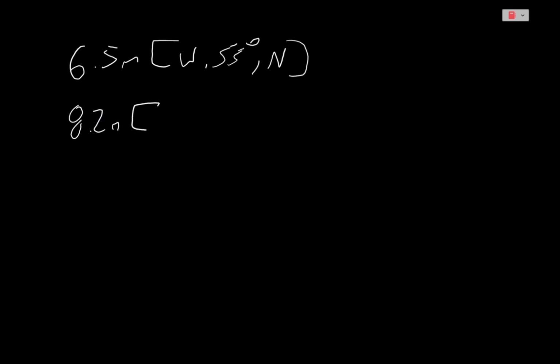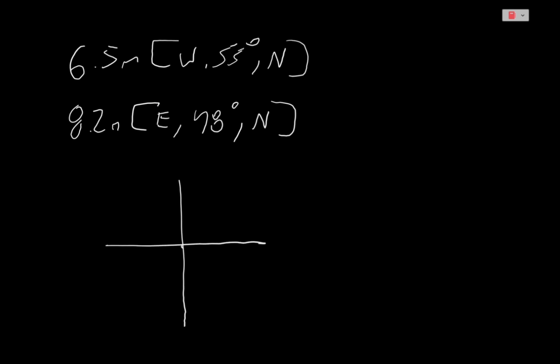This may seem pretty easy, but there's a different type of vector displacement questions. Say that you were given the information that you first went 6.5 meters west, 55 degrees north, and then you went 8.2 meters east, 48 degrees north. The way you would graph this is you would simply put a line in the northwest direction and then a line in the northeast direction. And this is what the motion looks like.